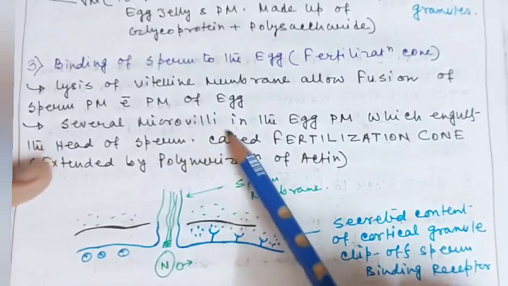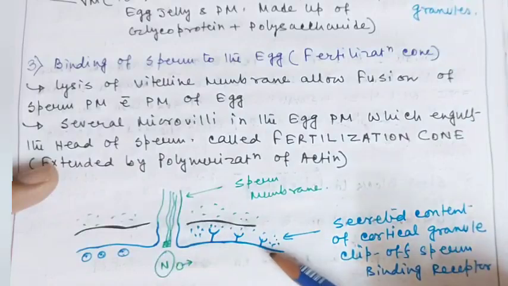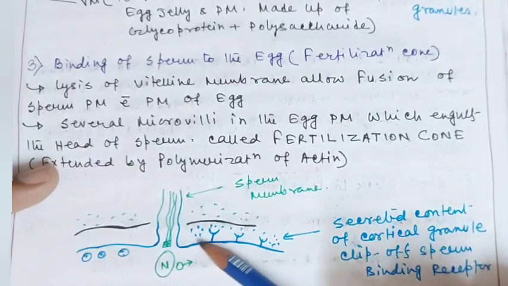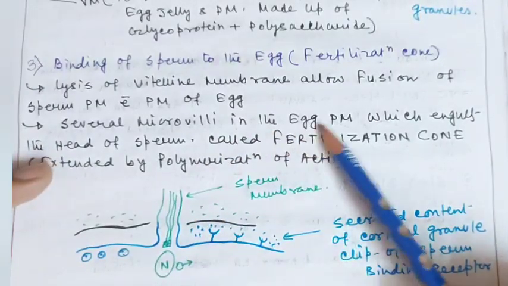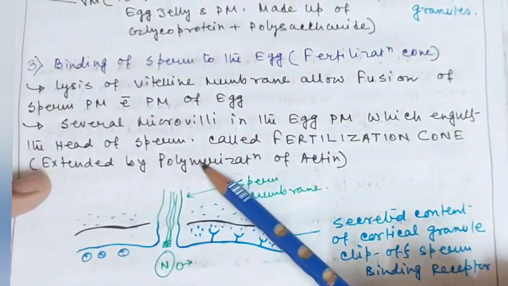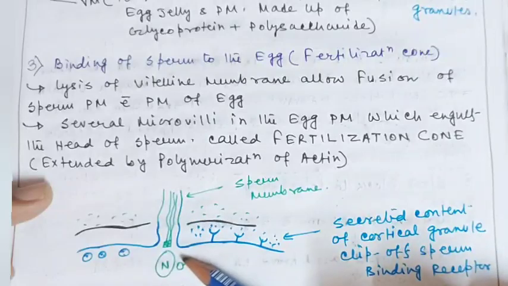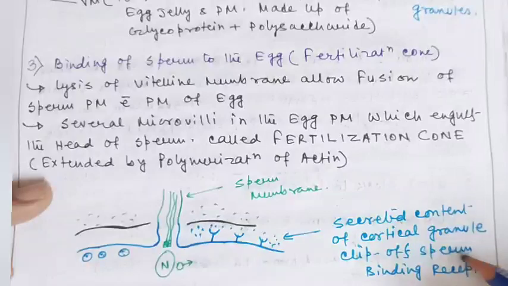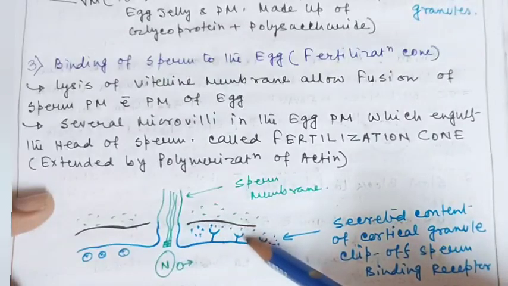There are several microvilli in the egg plasma membrane which engulf the head of the sperm, and this head of the sperm contains the nucleus and the centrosome. These microvilli, called the fertilization cone, are extended by the polymerization of actin. The secreted content of the cortical granules also clips off the sperm binding receptor. The next process is prevention of polyspermy. Then the cortical granules will be released into the perivitelline space.